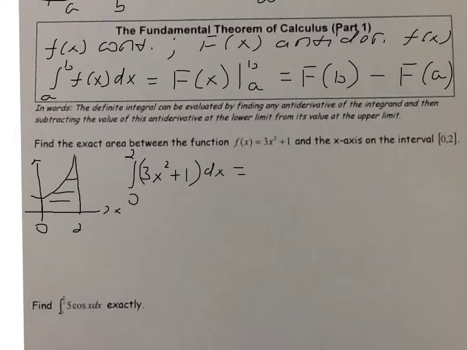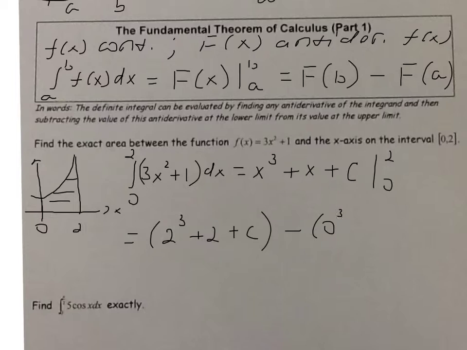So first, integrate, find the antiderivative. So it's going to be x cubed, so it's going to be x cubed plus x. Now I'm going to put plus c at this point, on the interval from 0 to 2. Now we're going to plug 2 into our antiderivative, so parentheses, it's going to be 2 cubed plus 2 plus some value c, minus, plug in 0, so 0 cubed plus 0 plus c.